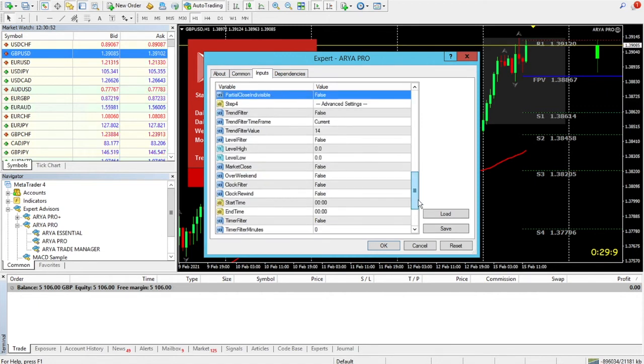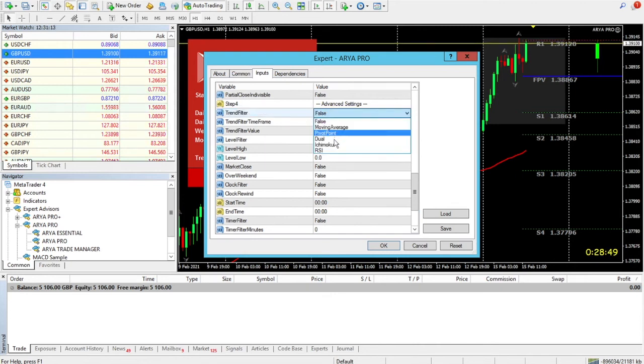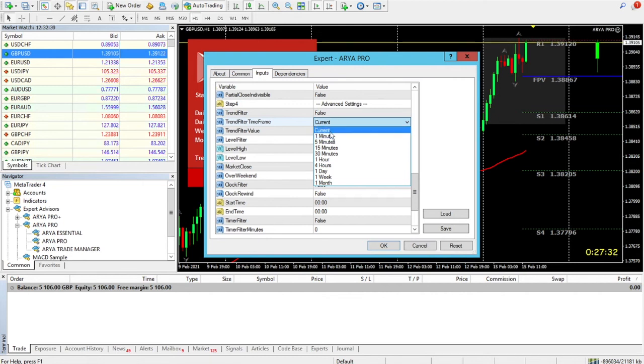Step 4 is the advanced settings. First, define your trend filter. This works with the moving average, pivot point, dual, Ichimoku, and RSI. If you choose the moving average, it will apply to the trend filter timeframe parameter, just here. The moving average will be calculated on the unit of time you've defined in the trend filter timeframe. If you've selected current, the UT you are viewing, which is H1 for me, will be the one in which the moving average is calculated.